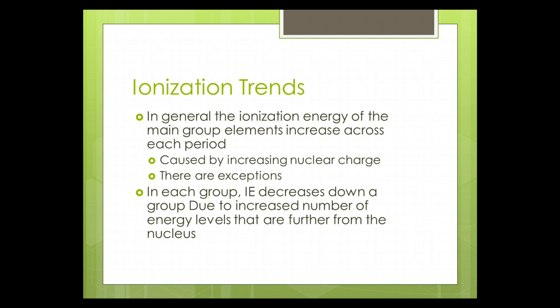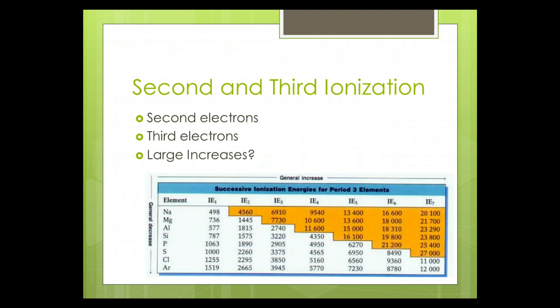In each group or column of the periodic table, ionization energy decreases down a group, and this is due to the increasing number of energy levels, and that makes the outer electrons further and further from the nucleus, which then causes the electrons to be easier to remove, therefore reducing the ionization energy.